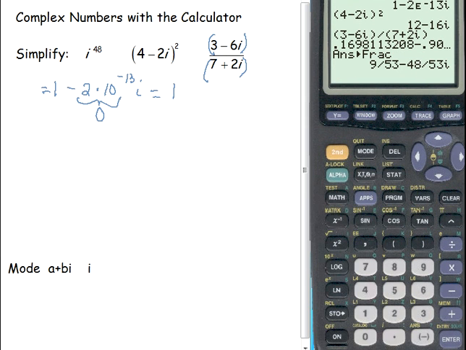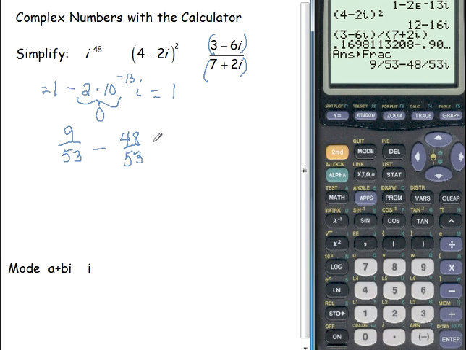And it looks like it is a complex number, and the fractions, while not beautiful, aren't that bad. And it's 9/53 in the real part of the number, and negative 48/53, not pi, I, in the imaginary part of the number. Okay, so you can check your work, but remember, when you're doing an assignment or taking a test, you have to show all your steps.